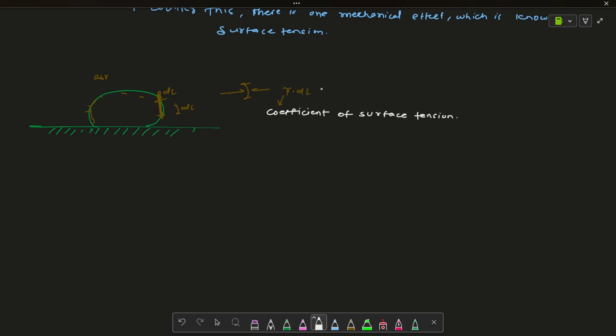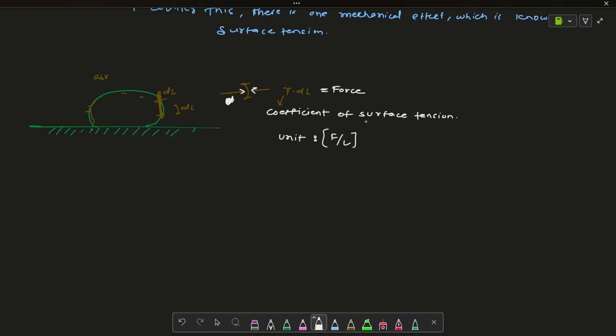Multiplying both of them, you get a force. As I told you, forces act in the normal direction of the surface, so there must be some kind of force. So the unit of gamma, the coefficient of surface tension, is force per unit length, meaning Newton per meter. This is the SI unit of gamma.